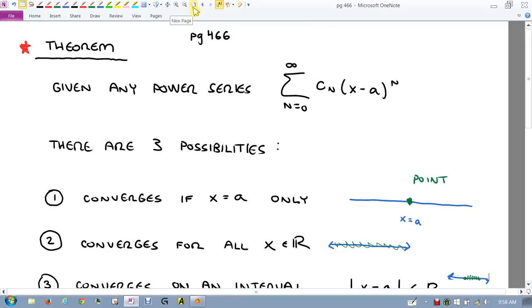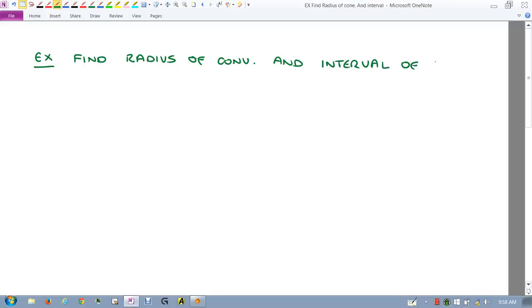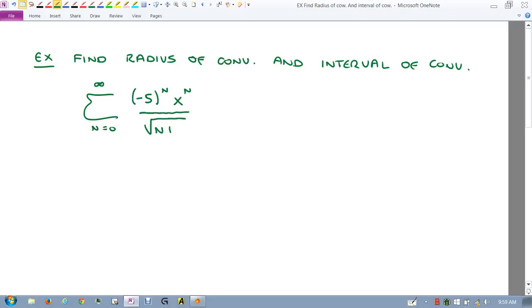So let's do an example. All right. Find the radius of convergence and interval of convergence. Here it is: the sum from n equals 0 to infinity of negative 5 to the n, x to the n, over the square root of n plus 1.